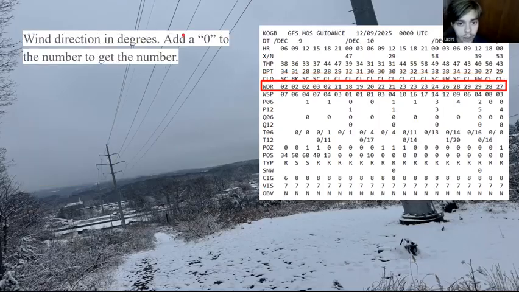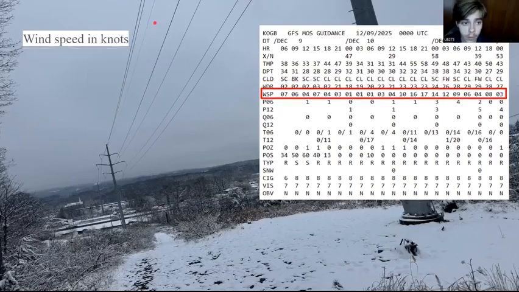Next, wind direction in degrees. So 90 degrees is going to point east, 180 south, 270 west, 0 north. Okay. You add a 0 to these numbers. They can't just put so many numbers on here or it'd be terrible to read. So 02 means 20 degrees, 18 means 180, and of course it's where it comes from. Remember, always where it comes from. Wind speed in knots is the next row.